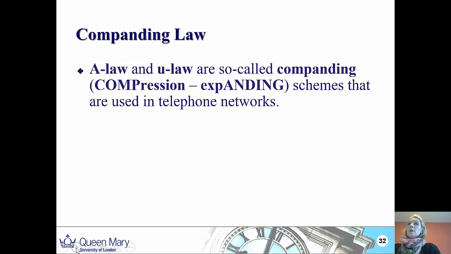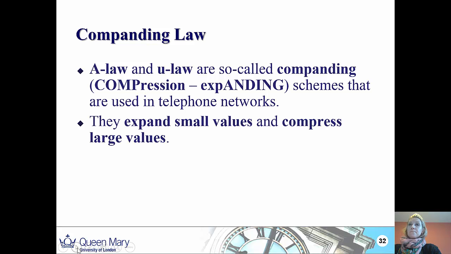The A law and the mu law are so-called compounding schemes that are used in telephone networks. So we've got our compression and our expanding schemes that are actually used in telephone networks. The overall objective of this approach is to remove the detrimental effects of a channel with a limited dynamic range. We're restricting the range within which the signal may be communicated. These compounding laws, A law and mu law, expand small values and compress large values.